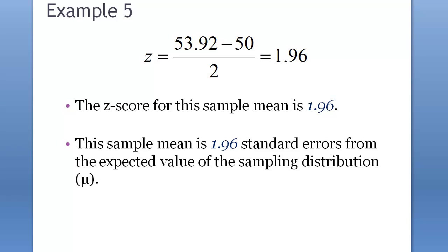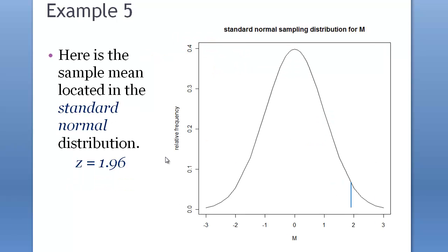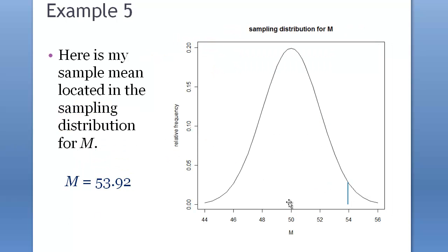Okay, the z-score for the sample mean is 1.96. This sample mean is 1.96 standard errors from the expected value of the sampling distribution. So this particular mean here, 53.92, is higher than the majority of the sample means. It's like one of those outliers, and we can use a z-score to figure that out.